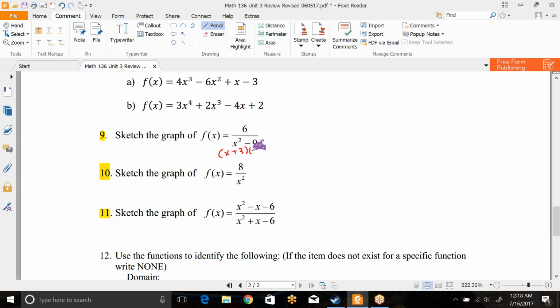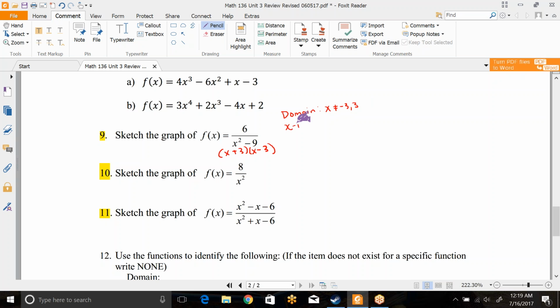So we're going to start with number 9. So that's x plus 3, x minus 3. Nothing's going to cancel in this problem because this 6 is a monomial, these are binomials, nothing matches. So we go ahead and start off with our domain, because there'll be a list of things that you'll be asked to give on these problems. Domain is anything except negative 3 and positive 3, because those are both restrictions for the denominator.